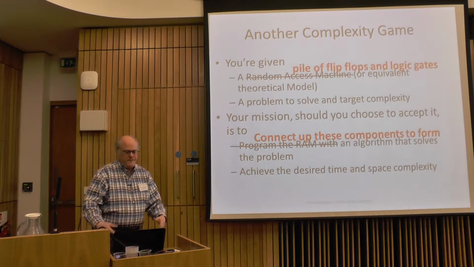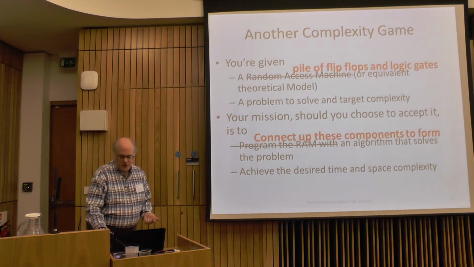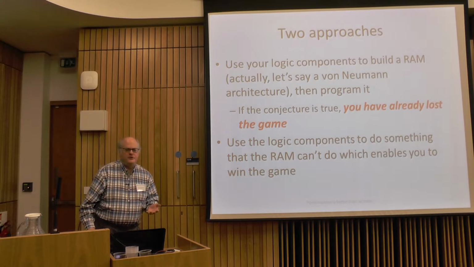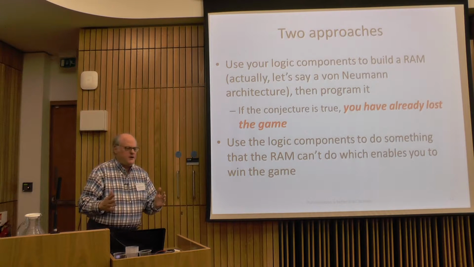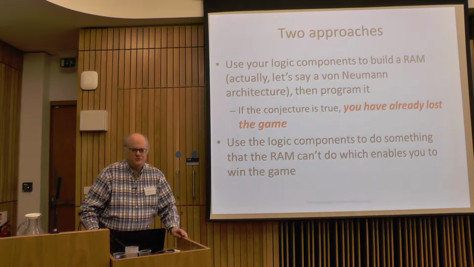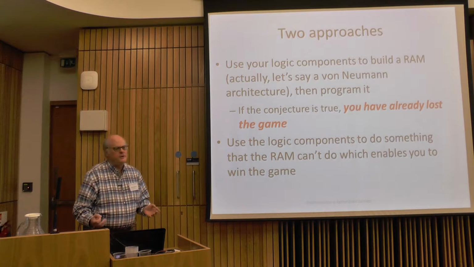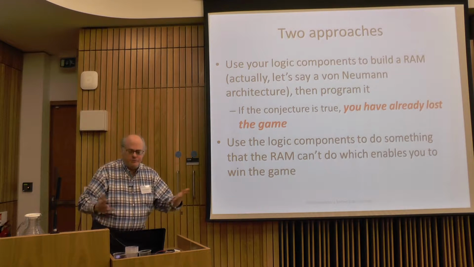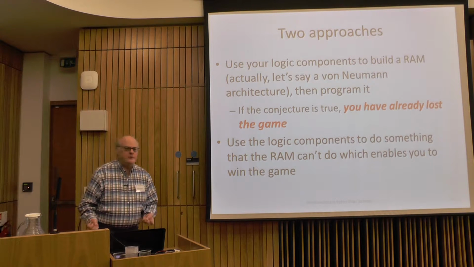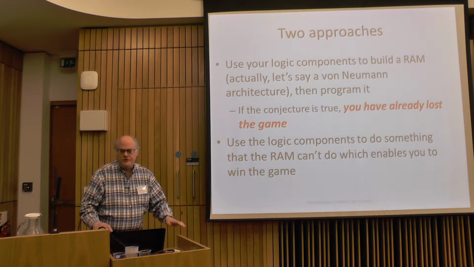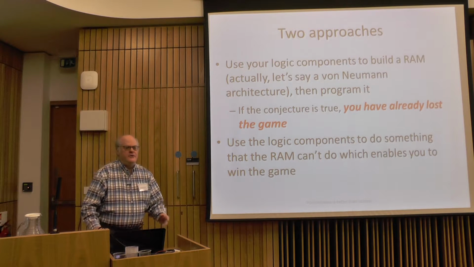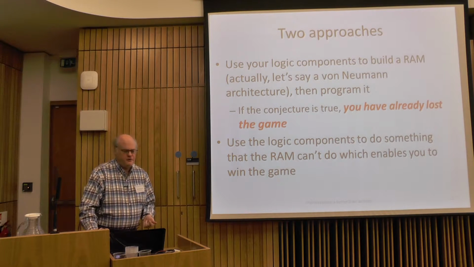And so this is, in a sense, a very realistic way of viewing building computing systems. Now, one approach to doing this is take all your logic gates, and of course, hardware people and software people live on different sides of the planet and they never talk to each other. So you'll get a hardware person to connect up those logic gates to implement a von Neumann architecture or a RAM machine. And then you'll get a software person to write a program for it. Now, if the conjecture I put up is true, which I believe it is, you've already lost the game. The von Neumann architecture is inherently inefficient.